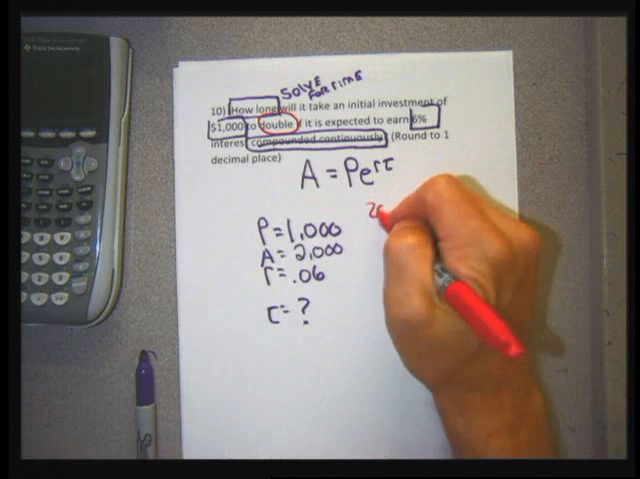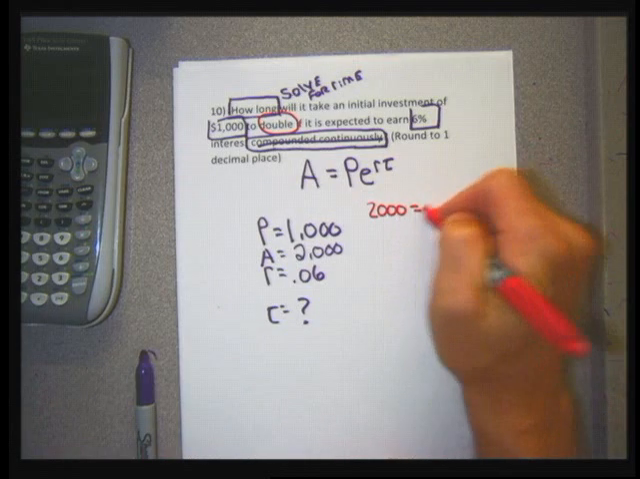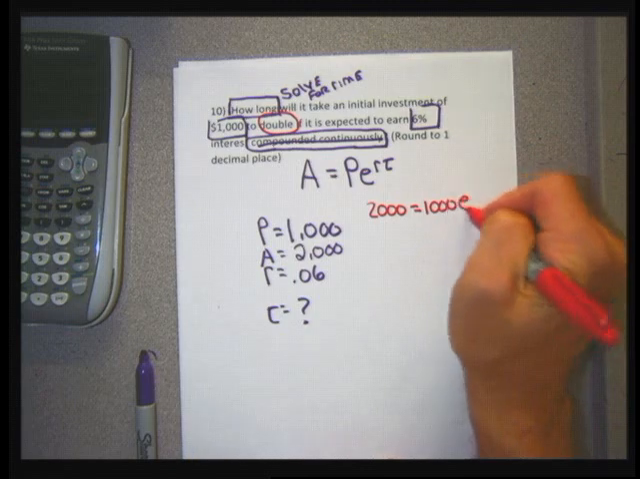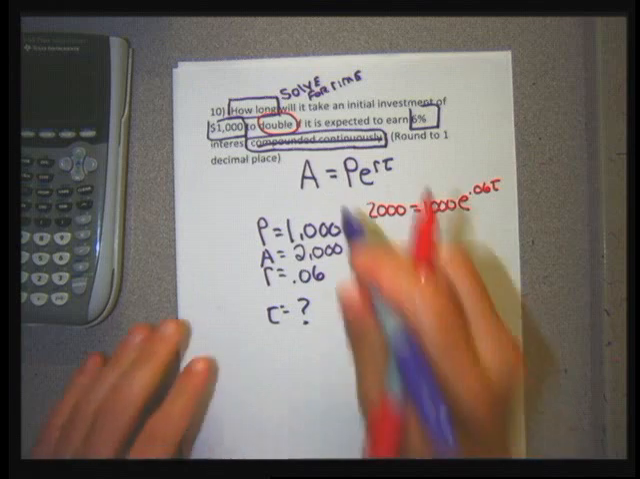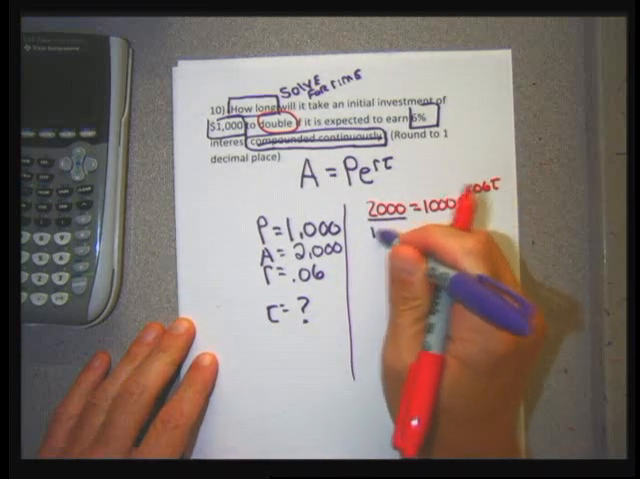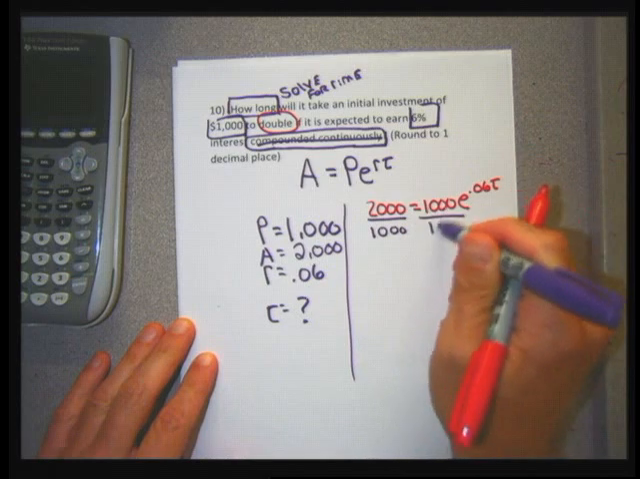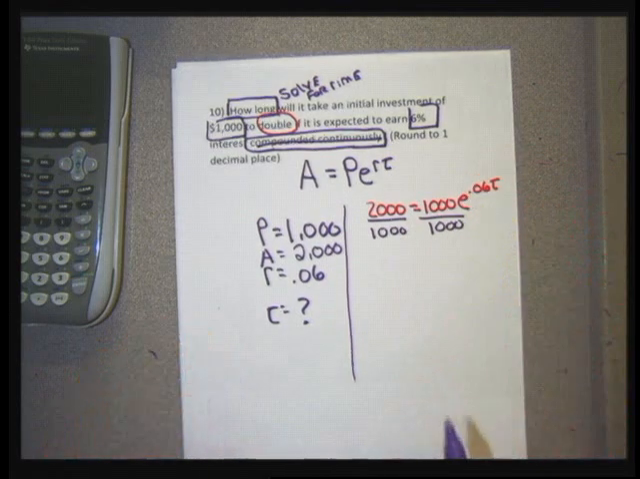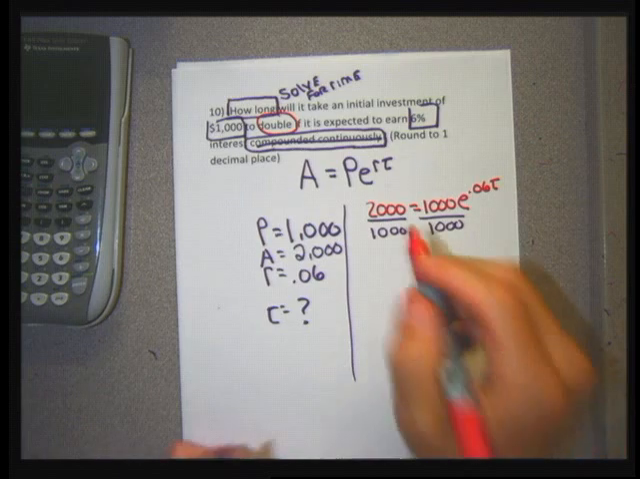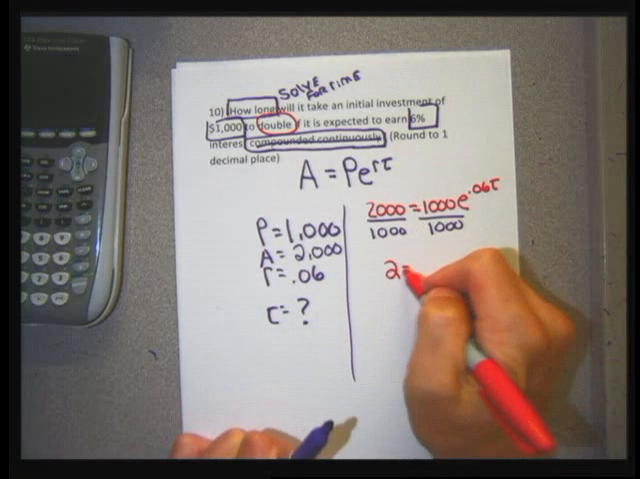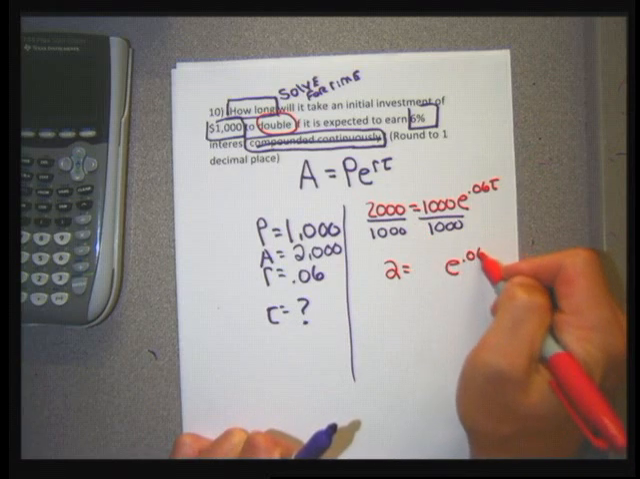So I'm going to go 2,000 for A, that's the future amount, equals 1,000 times e to the 0.06t. A few steps to solve this. First step, I'm going to divide both sides by 1,000. This we're going to do a ton. This little column of algebra, between the next 3 sections, it's going to come up 20 times. So eventually you'll get good at this if you're not good at solving this kind of problem right now. So when I divide both sides by 1,000, I get 2 equals e to the 0.06t.